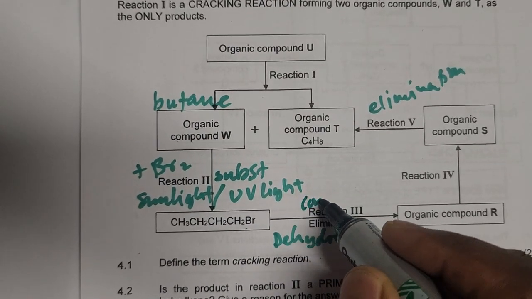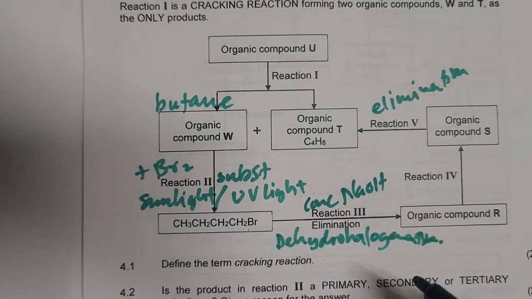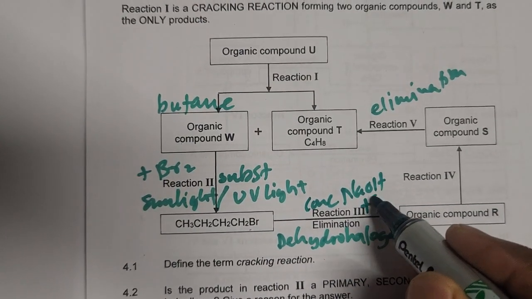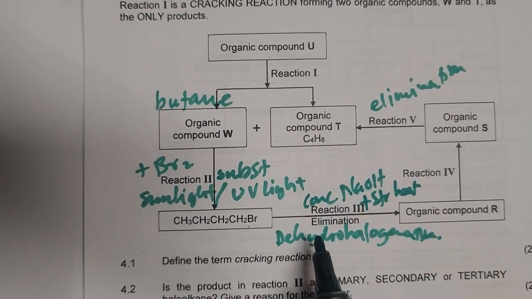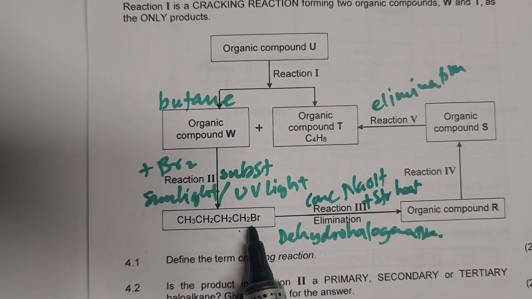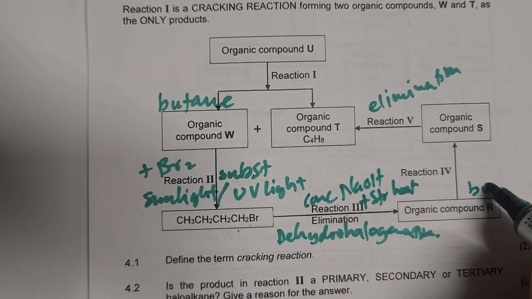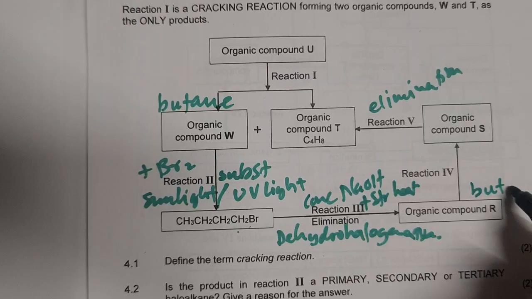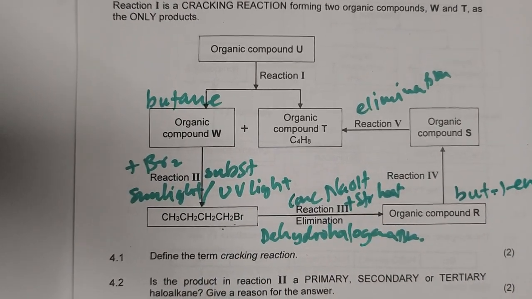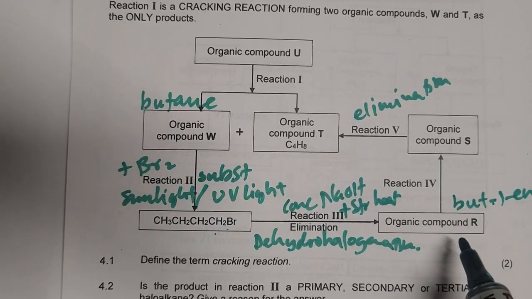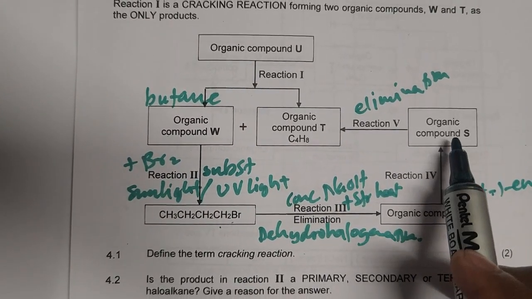In elimination, we'll need 2 reaction conditions. That is concentrated sodium hydroxide or strong base, potassium hydroxide, lithium hydroxide, plus strong heat. We need to heat strongly, fine. So which means that now if we dehydrohalogenate here, obviously this will be but-1-ene, because the Br is at carbon number 1 here. This is a primary haloalkane. Now from but-1-ene, we undergo reaction 4 to form S.